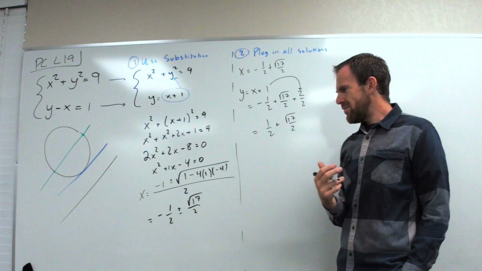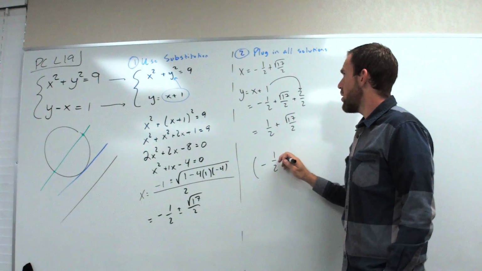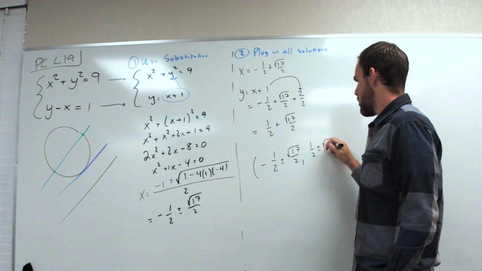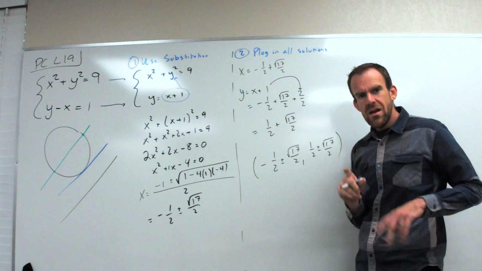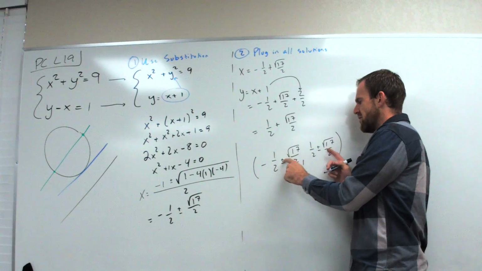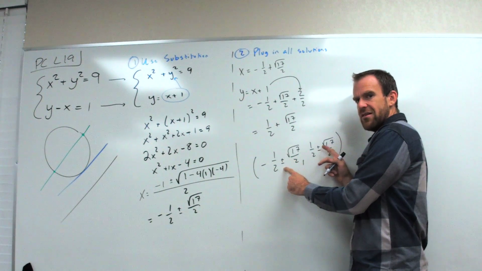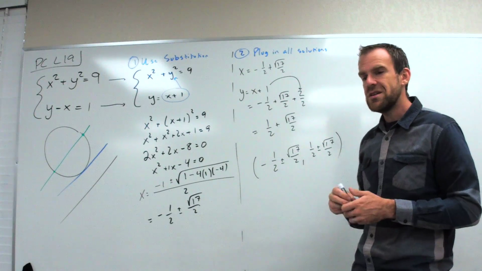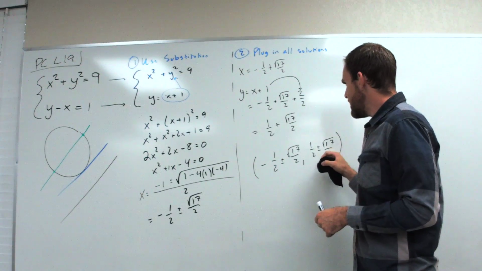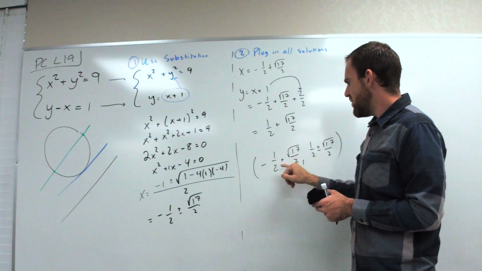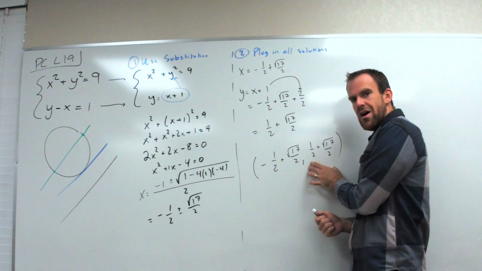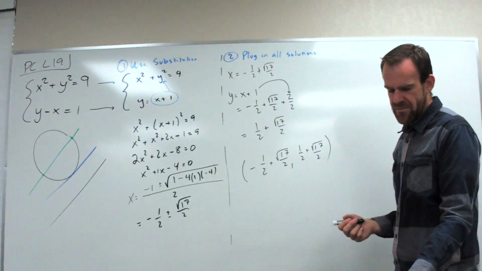Now, students are very tempted to just do this. That is wrong. Here's why that's wrong. Because this is actually implying that you have 4 solutions: the positive with the positive, the positive with the negative, the negative with the positive, the negative with the negative. And so we do not write out solutions like this. Instead, I have to write out each individual ordered pair. So this x goes with this y.